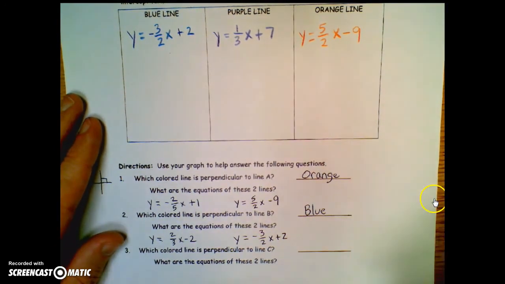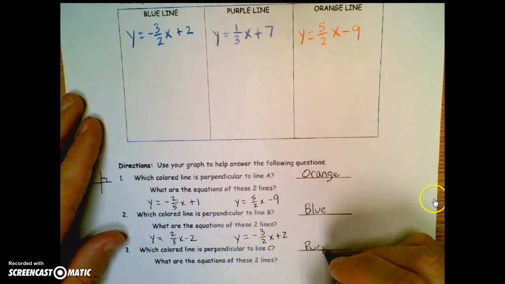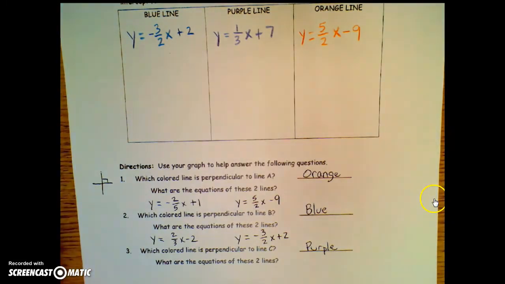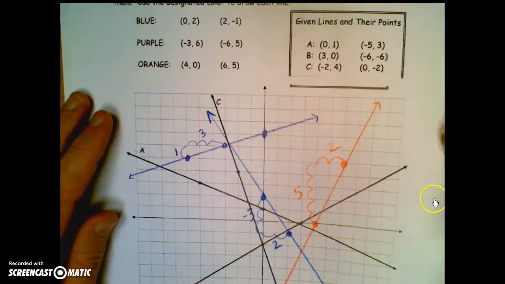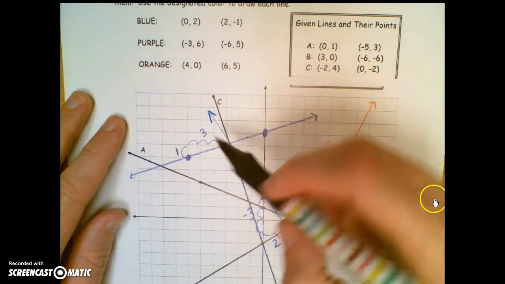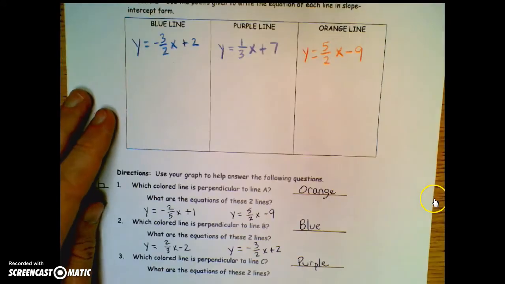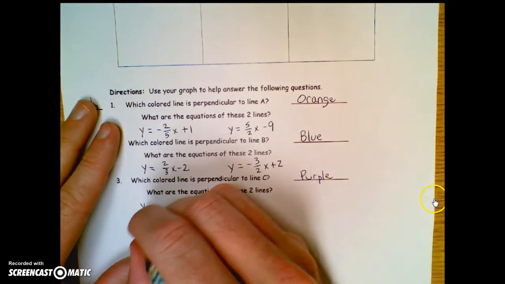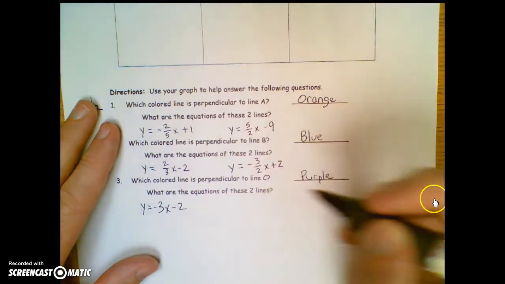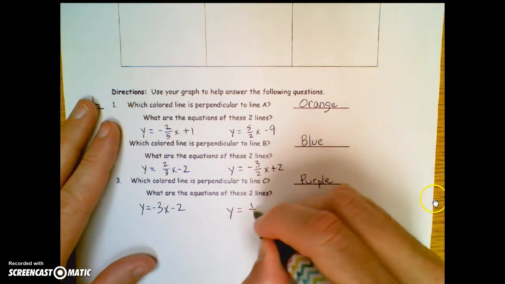So then obviously the last line, the perpendicular to line C, has got to be purple because we didn't use that one. But let's just make sure on the graph that it makes sense. So here's line C, and the purple line is making that nice T shape where they're perpendicular. The equation of line C is y equals negative 3x minus 2, and the equation of the purple line is y equals 1/3 x plus 7.